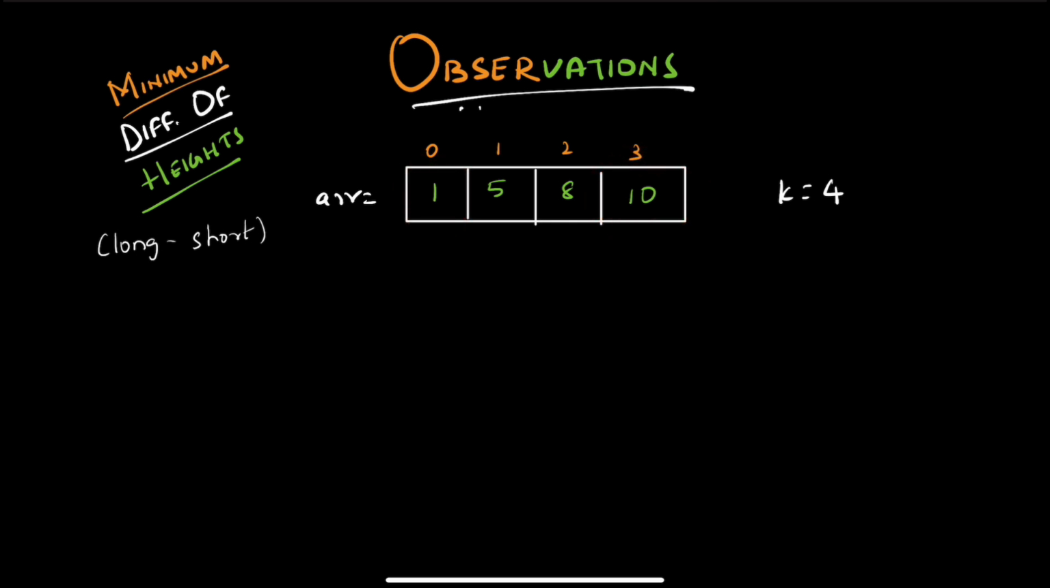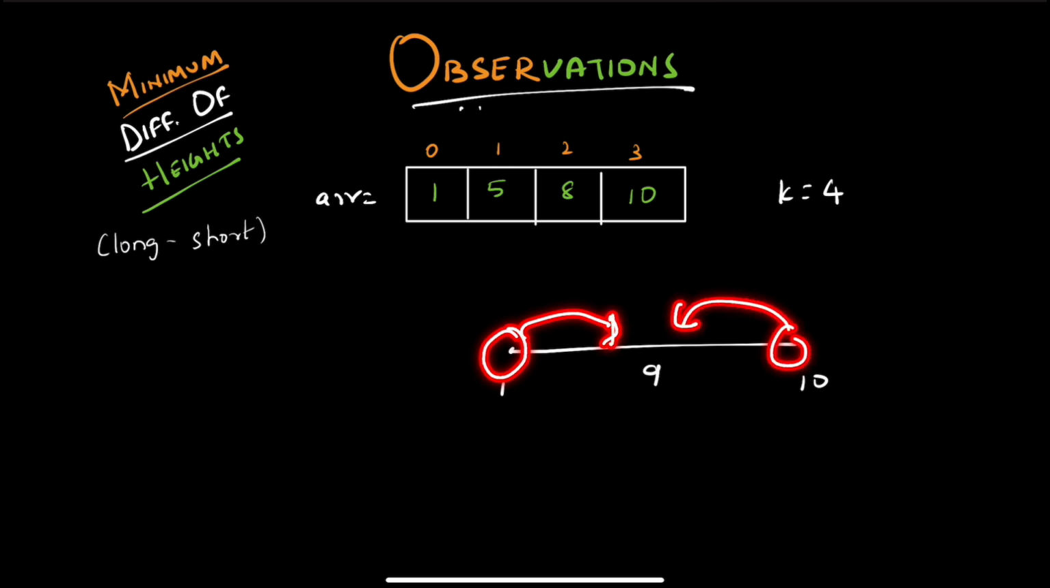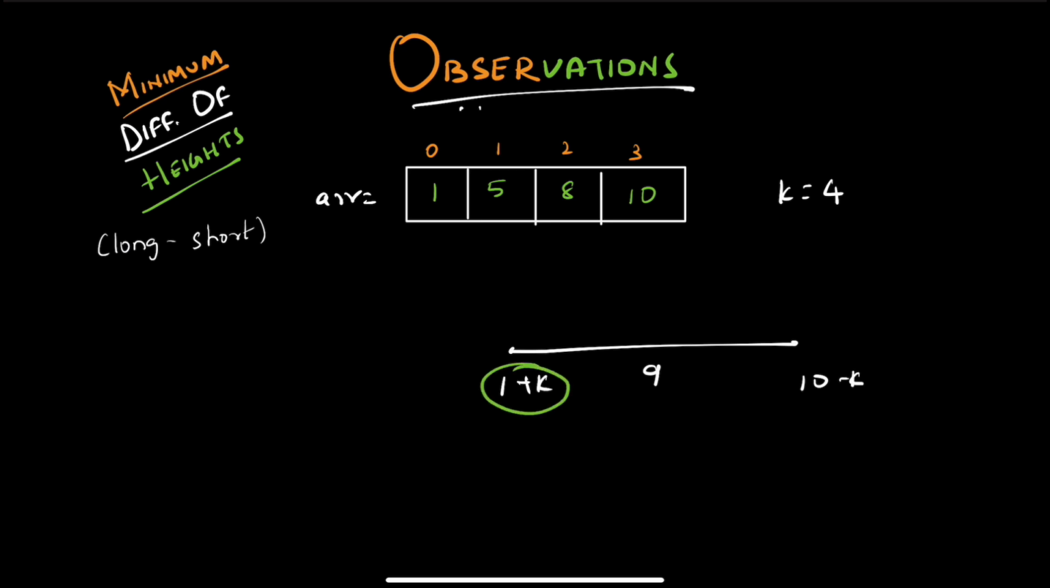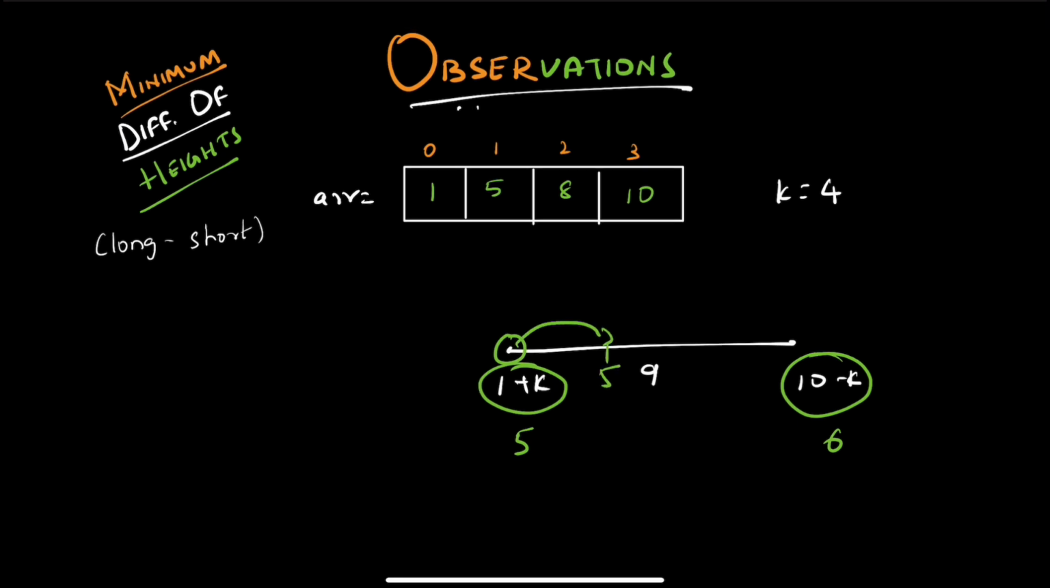Okay, now how can we find the minimum difference? Suppose the distance between 1 and 10 is 9. Now, how can we minimize this difference? If we bring 1 forward and 10 backwards, then we can minimize the difference, right? So, if we simply increment 1 by k and decrement 10 by k, then for the short height, 1 plus 4 becomes 5, and for the long height, it becomes 6, right? So after modification, this point moves forward to 5, and this point moves backwards to 6.